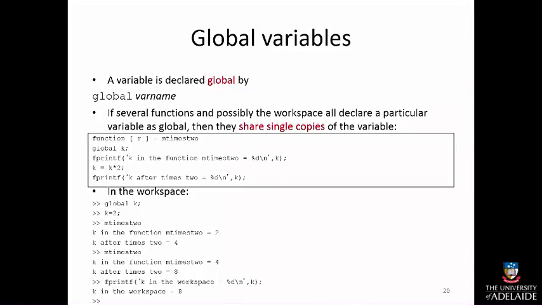As the name suggests, they are global, they are ubiquitous, so you can use them anywhere and their values would change. So if several functions and possibly the workspace all declare a particular variable as global, then they share single copies of that variable, okay? So if I had been global, the value of I would be shared among all the functions.